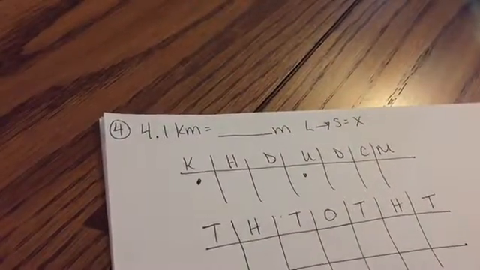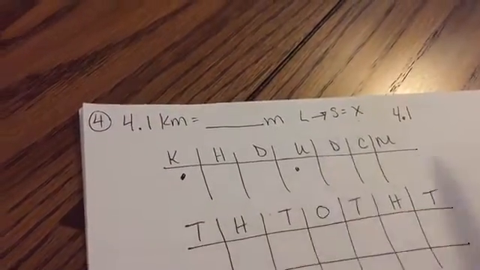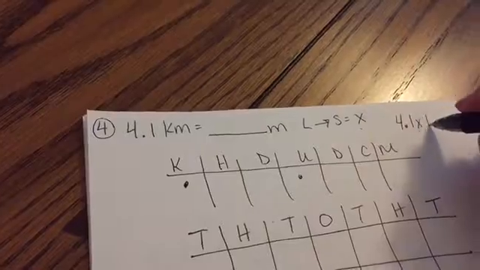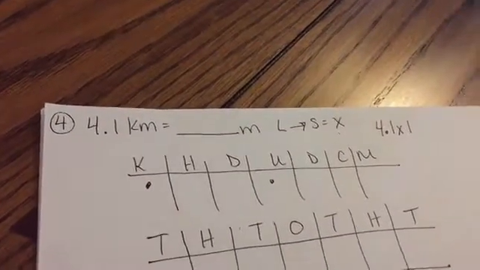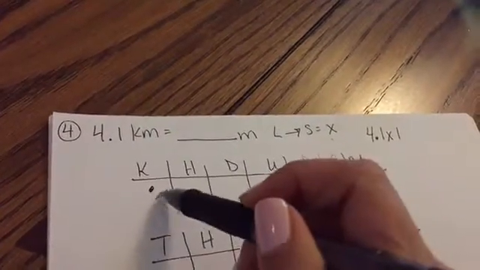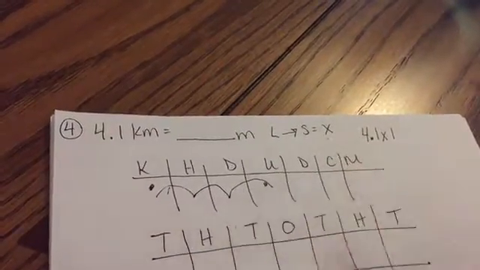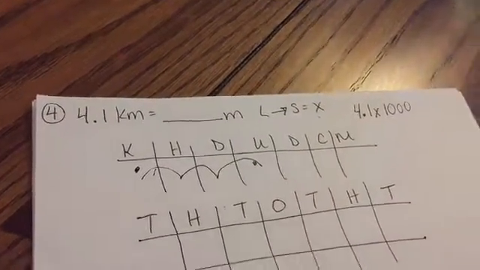So right now we're already ready to start setting up our equation. Our equation is going to look like this. Our original number, 4.1, multiplied by something. We know it's either going to be 10, 100, or 1,000. So we're going to count the jumps to see times what. So to get from the K to the U, we're doing 1, 2, 3 jumps.